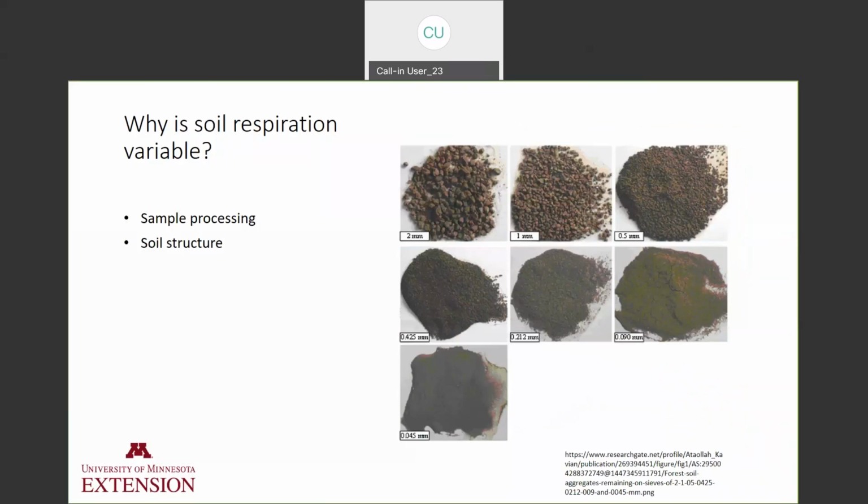The other thing is that some soils are inherently more variable than others. The variability of this measurement specifically showed that. And it has to do partly with soil structure, shown here as aggregates in different size classes. Aggregates are destroyed by sample processing, releasing carbon in a big flush. So if you have a soil that's really well aggregated, it's going to show that flush more clearly.